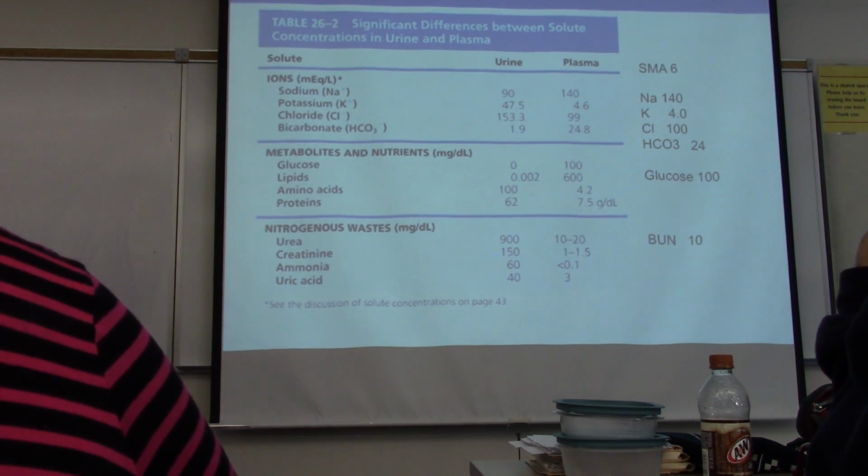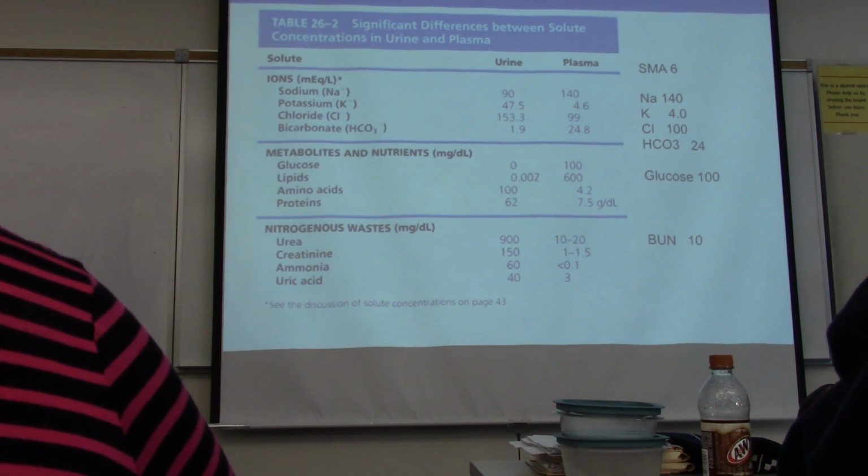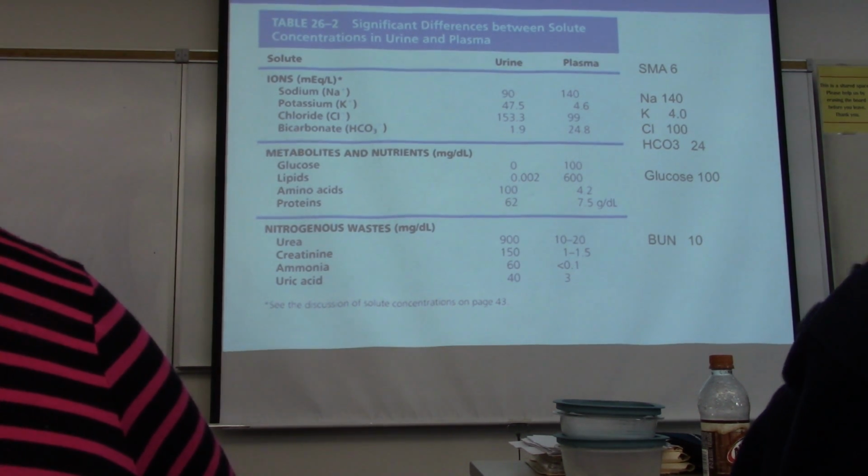I'm giving you nice round numbers to learn. Potassium is about 4. Chloride is about 100. Bicarb is about 24. Glucose, about 100. If you're diabetic, you can go up to 1,600. But if you're pretty normal, it's going to bounce around 100, depending on whether you're eating or not.